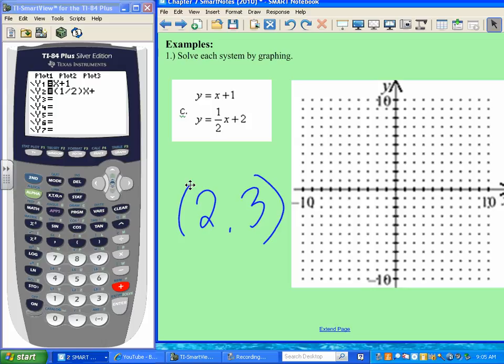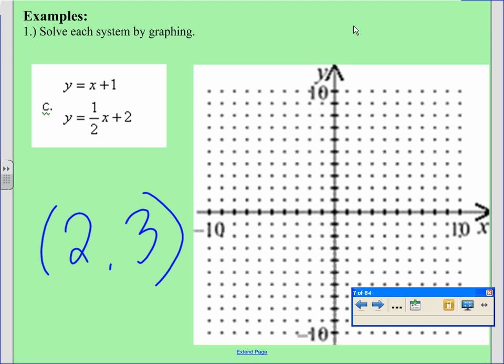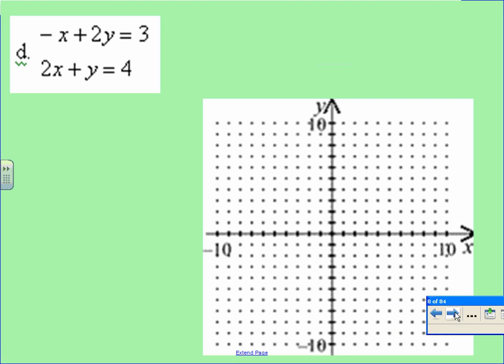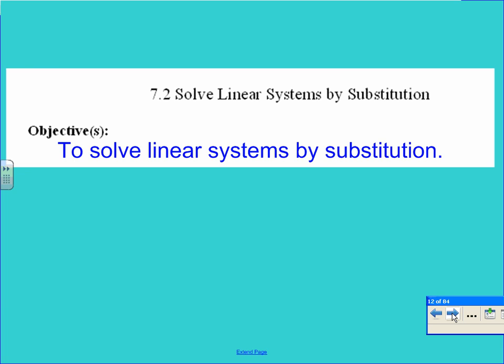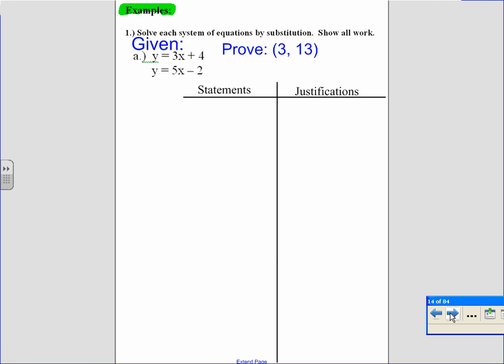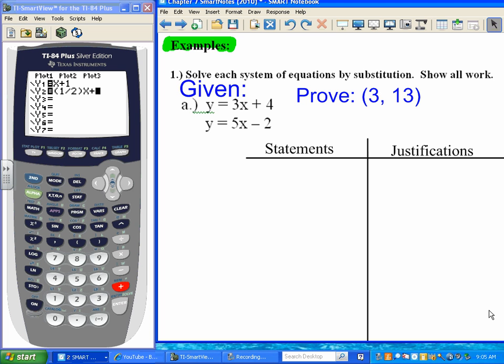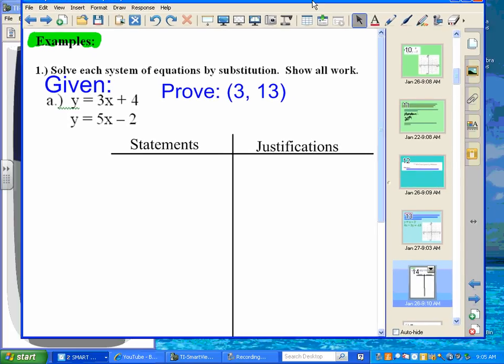Okay, let's flip over your notes. I want to show you now, we're going to do a little review of substitution. So we're going to start off with a proof. So notes of 7-2, I want you to take a look at example letter A. But instead of doing it in the notes like it is, we're going to do it as a proof.